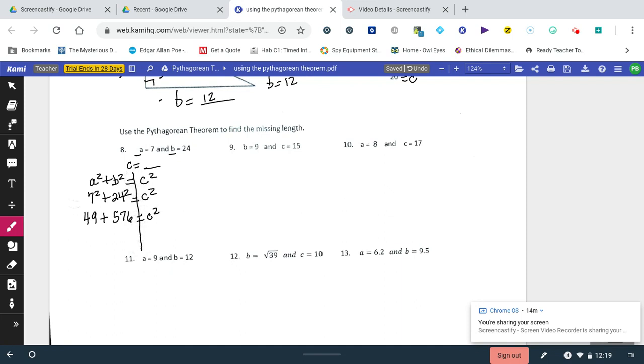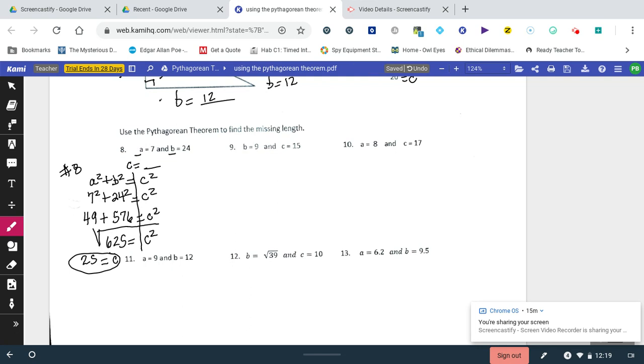So I'm going to take 49 and add it to 576, and we get 625. But I don't want the square on the side of C. I want the side length of C. So I take the square root of both sides. The square root of 625 is 25, and the square root of C squared is C. So that tells me that my C is 25 for number 8.